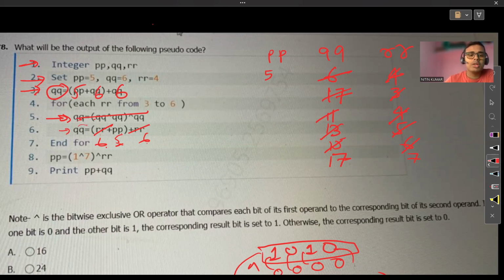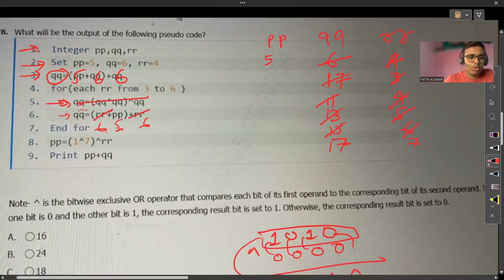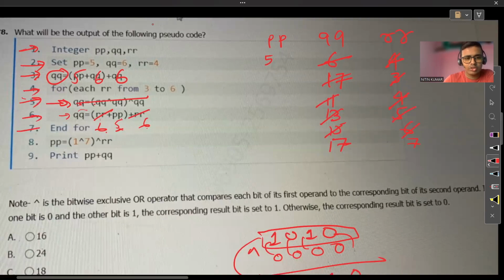Okay. So now 6 plus 5 plus 6 will eventually become 17. And now I come out of this loop. So I go down to this. This is done. This is done. This is done. And this is also done. So now we come to this line. So now what is it?